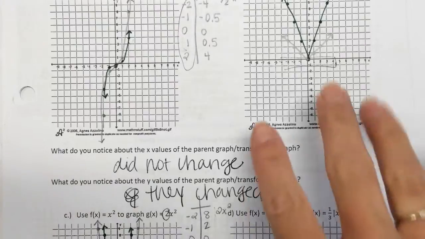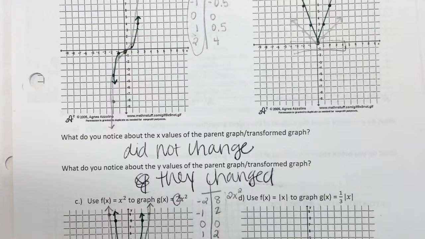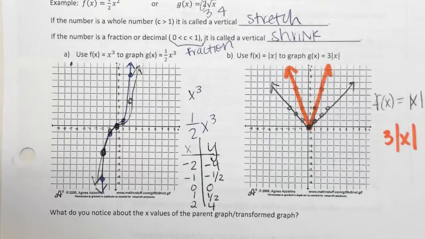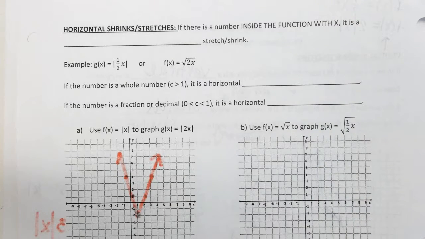So anytime we're doing vertical shrink or stretch, you can leave the x values the same. It's the y values that are going to change. Does that make sense? Okay. Now flip it over. Now we'll talk about horizontal shrinks and stretches.